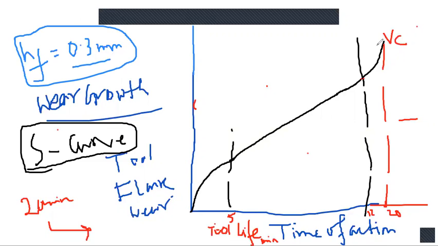So if this is our curve for a given velocity of a given tool, this is our 0.3 line. Where the 0.3 line cuts the curve, we draw a line vertically, perpendicular to the time curve or tool life curve. So this is 20 minutes.